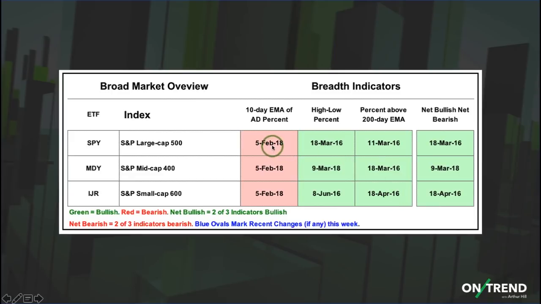So when you can see that 2 of these 3 indicators are bearish, we have a net bearish signal, but we haven't had one yet. We had a net bearish signal for mid-caps in March, but that flipped. Actually, that was in February, but that flipped back to bullish in March. And small caps have been net bullish since April 2016.